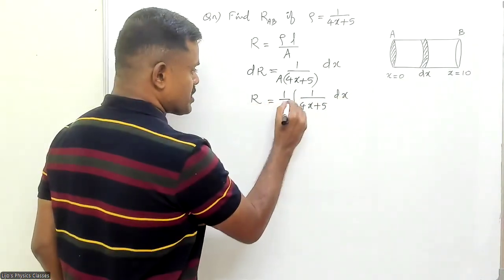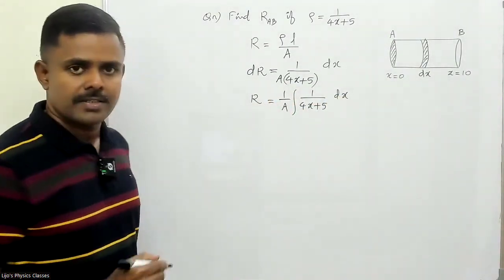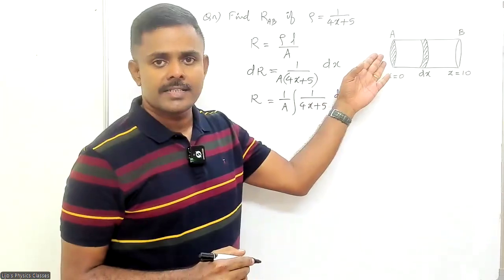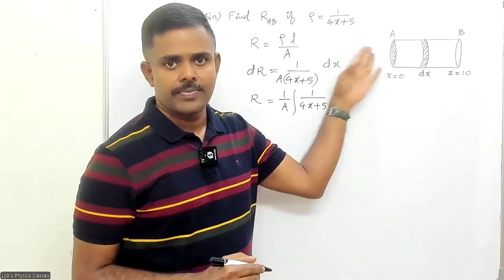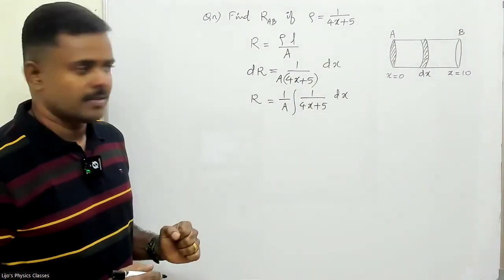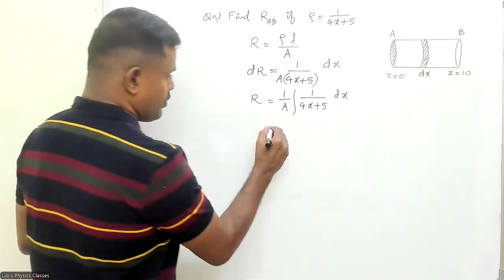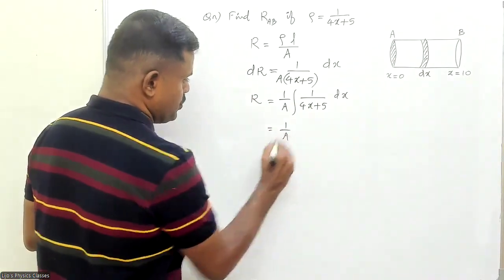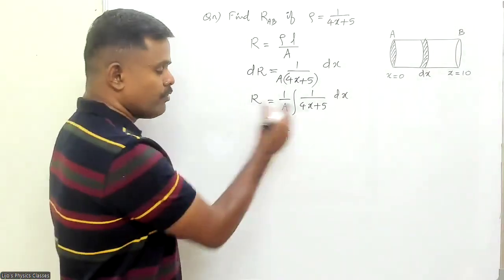A can be taken outside integration because A is a constant. As you can see, it is having uniform cross-sectional area. Area is the same everywhere, right? It's a uniform pipe. Okay. So 1 by A into, how do we do this integration?